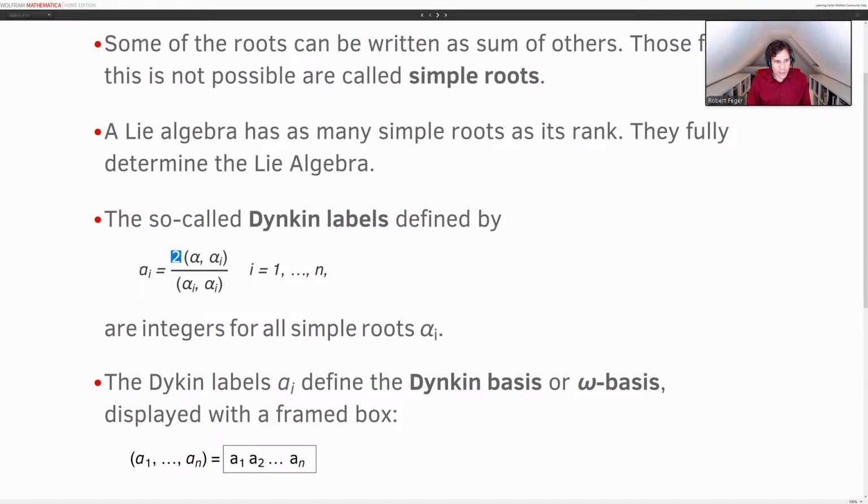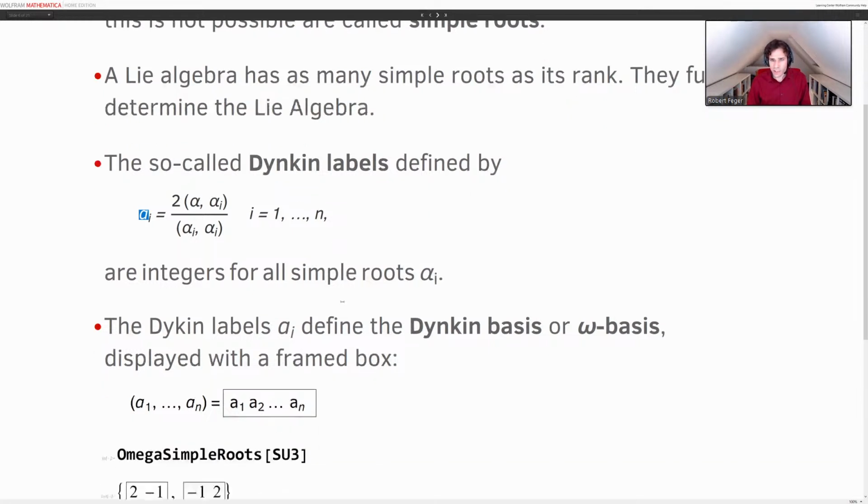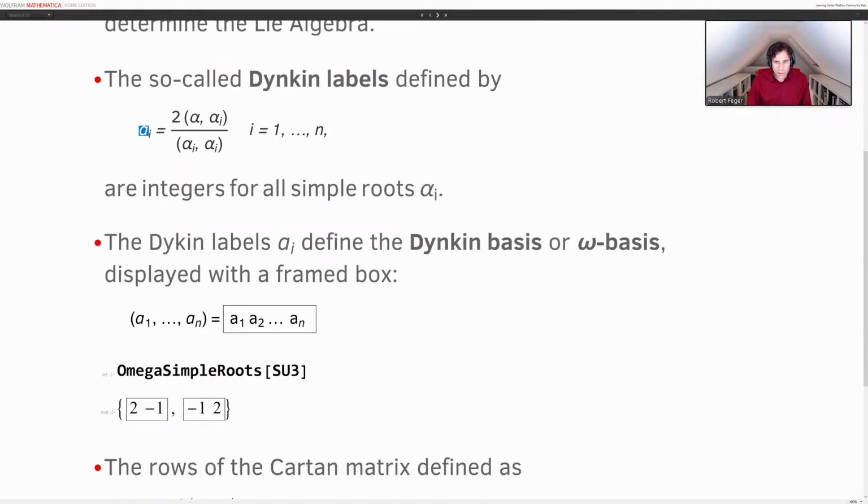And this Dynkin label is indicated by an A, not an alpha. It looks quite similar, but this is an a_i. And the nice thing about the Dynkin labels is they are integers for all the simple roots. So it's easy to work with them. If you use the Dynkin labels instead of the root vector that I showed before, this is also called the Dynkin basis or the omega basis, and it is usually in textbooks displayed by a framed box. I put that up here.